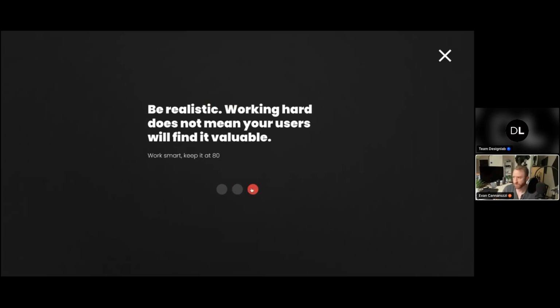And being realistic is important, right? Because we know that things might sound better in our head, but when we get down to the actual work of it, things don't always pan out the way that we envision them, right? So working hard does not mean your users will find it valuable. We have to work smart. So keep it at 80, right?